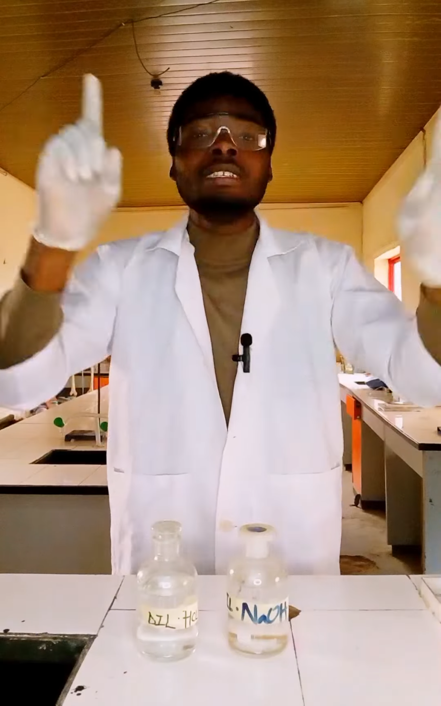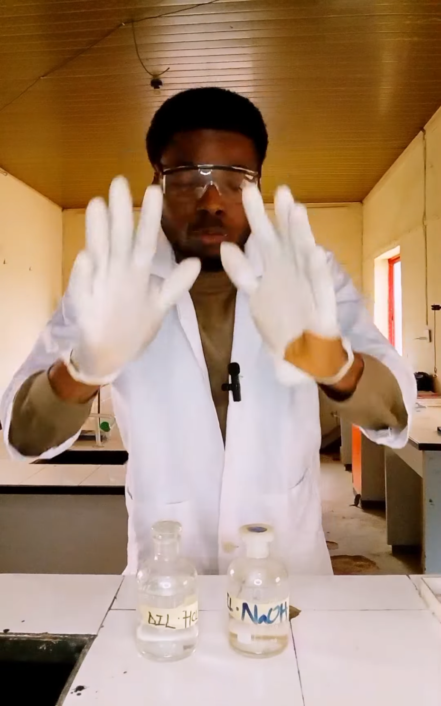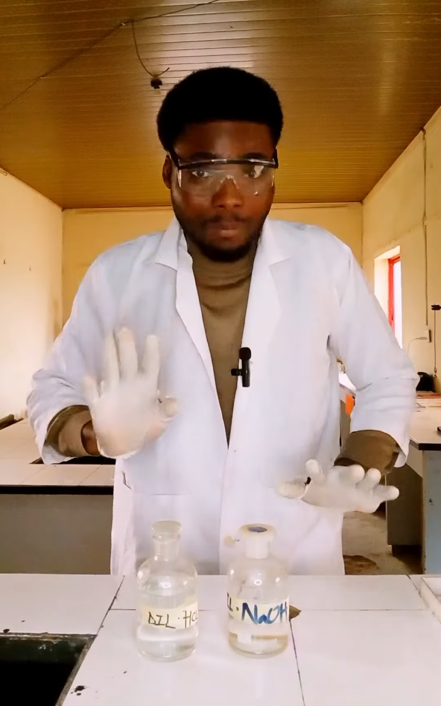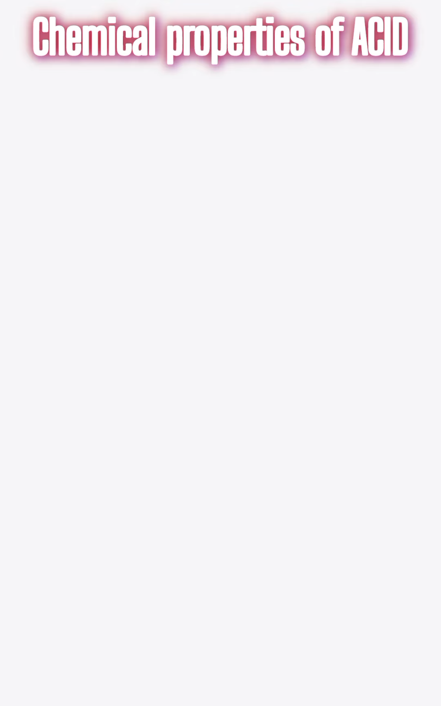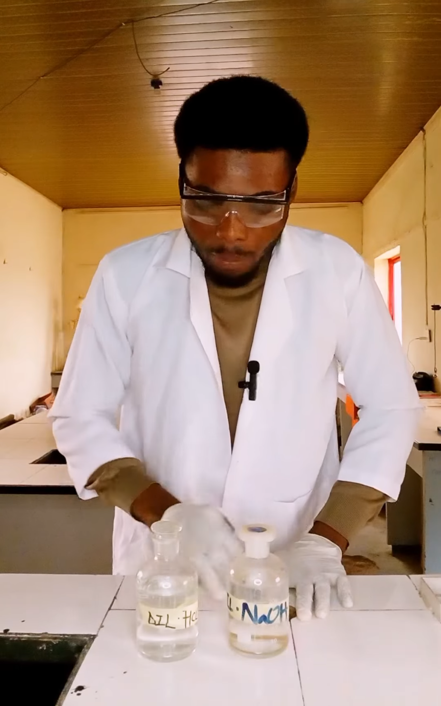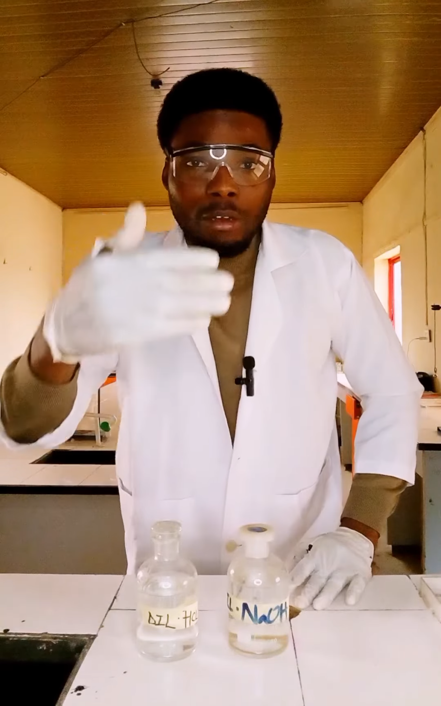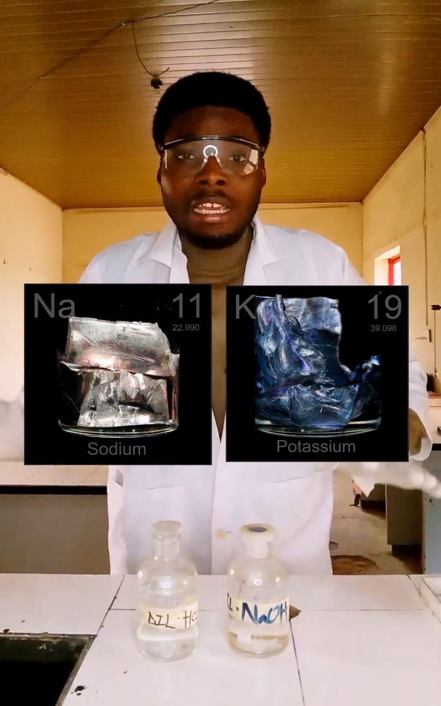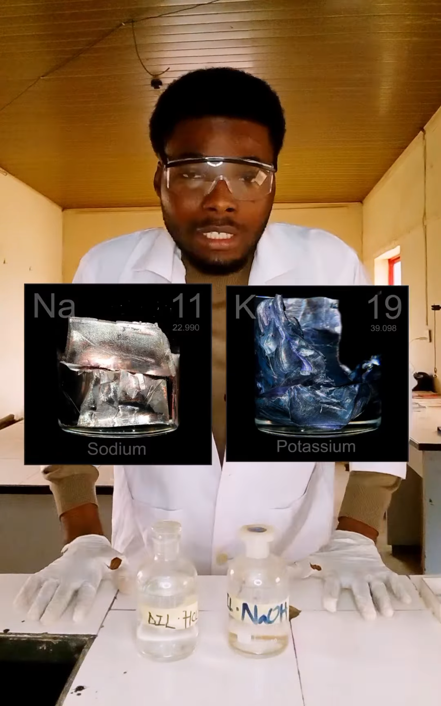Now, if all of these things that I mentioned did not still tell you which is the acid and which is the base, let us look at the chemical property. It's just three. Calm down. Number one, whenever you react acid with metal, hydrogen gas is liberated. How can you now do that? Just take a small sample of each of these. React it with any metal like sodium metal, potassium metal. If hydrogen gas is liberated, it is a sign of an acid.